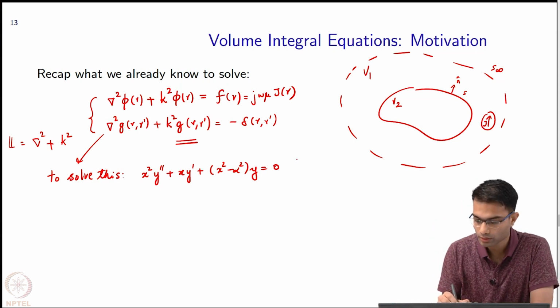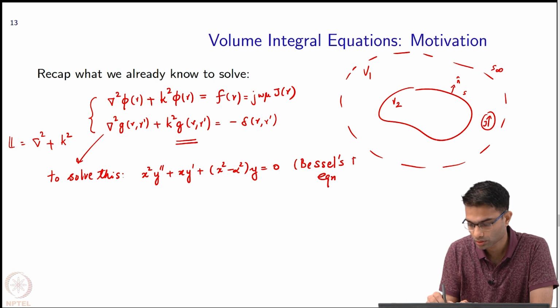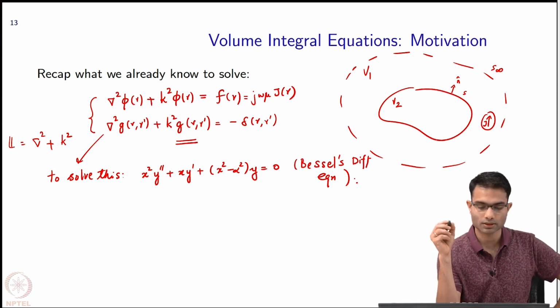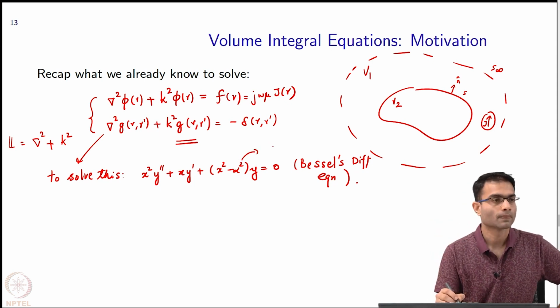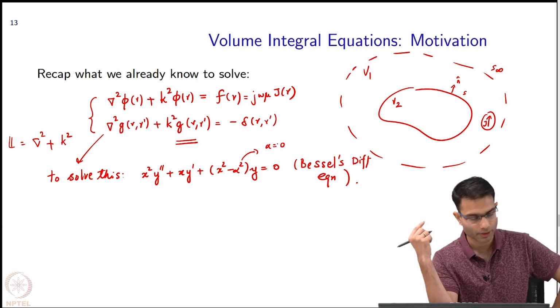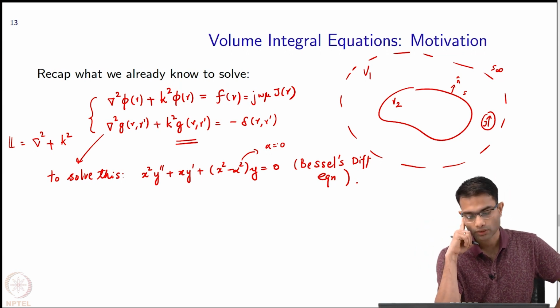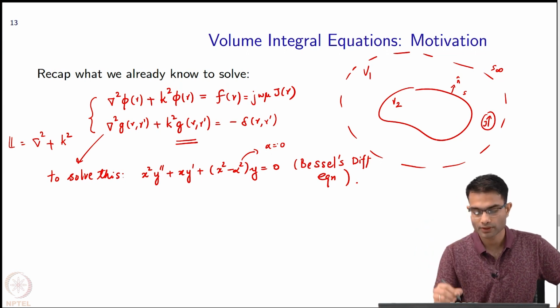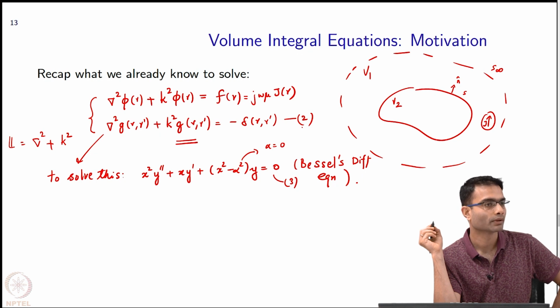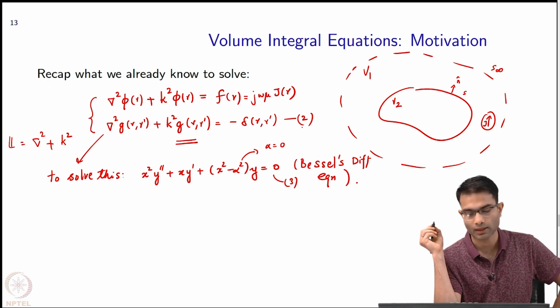That was what I called Bessel's differential equation. So far so good, and in our case alpha turned out to be 0. That is why our solutions were Hankel 01 and Hankel 02. So far this is just a revision. Let us call this equation 3 and the earlier one equation 2. Equation 3 did not have any k term; there is only x, y and alpha, which is 0, but our original equation 2 had a k.